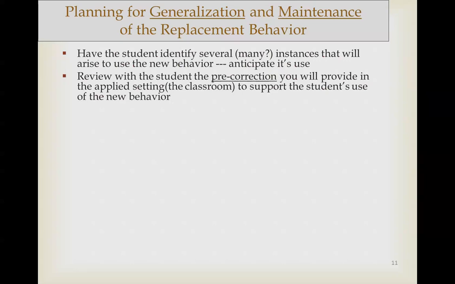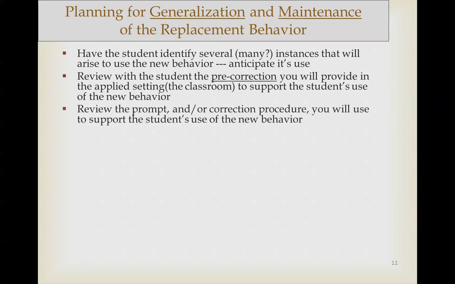So you'll talk about that pre-correction, and you'll explain the use of that pre-correction, and you'll explain that this is your commitment as the teacher to help that student make a good choice. And so in the real life moment when that pre-correction comes, it resonates with that pre-planning that you've done with the student during instruction. The student recognizes the pre-correction for what it's intended to be. And then review, of course, the prompt and/or correction procedure you use to support the student's use of the new behavior. The pre-correction is, of course, given before the directive to engage in the replacement behavior.